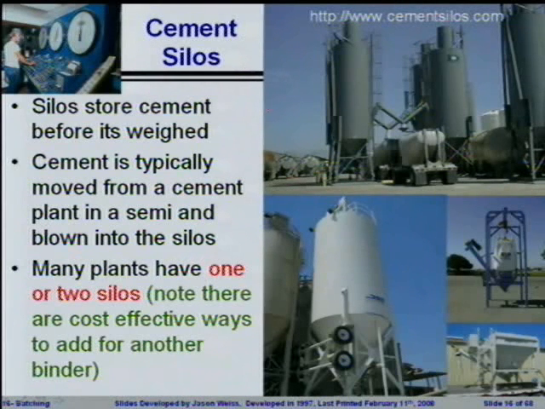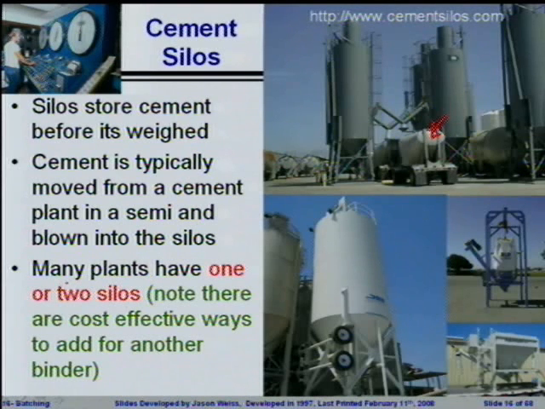The cement is typically going to be moved from a cement plant in a semi-truck. This is actually what a cement truck really looks like. It is not the truck that's rolling down with the big barrel on the back. It is a tractor-trailer type truck. It will essentially take the material, and you will have something like the world's largest shop vac that will suck the cement out of this truck and will blow it up into the silo.